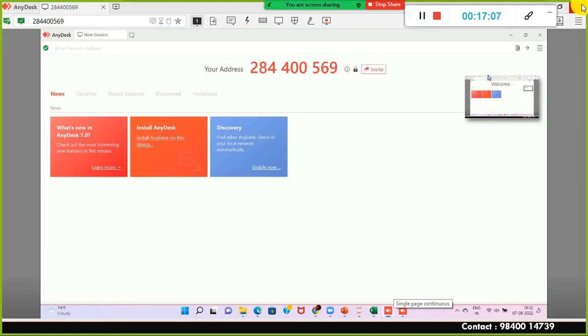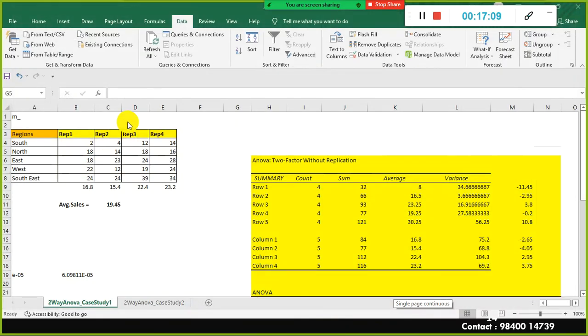So let me close this, I don't need it any longer. I just closed the AnyDesk. Fine. So now I have shown you in my other laptop the Data Analysis menu, right? When you click on it, you will get everything. Here, when you select all these values, and if you select two-way Anova without replication, it will generate a table something like this.